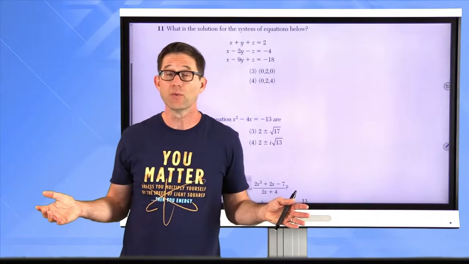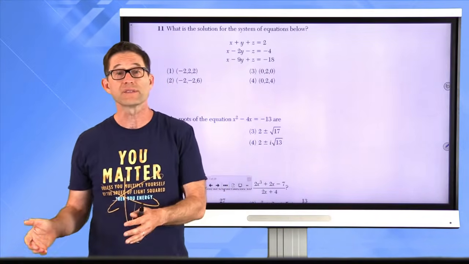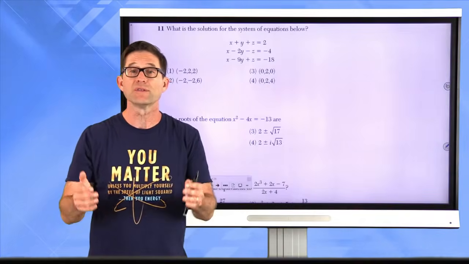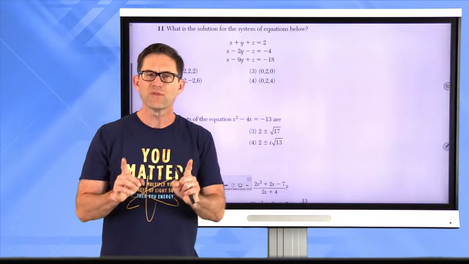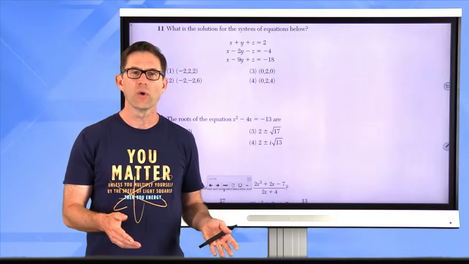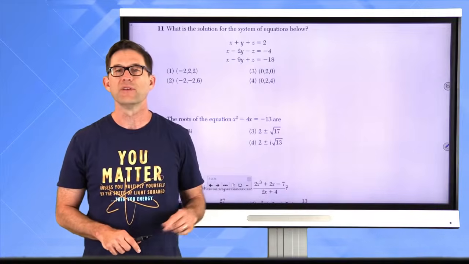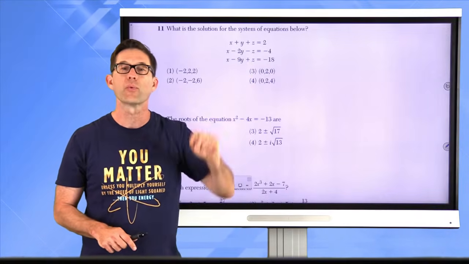Because that's the solution to a system. The solution to a system is the point or points that make all the equations of the system true. Now, up to Algebra 2, the only systems you ever dealt with were 2 equations with 2 unknowns. And then Algebra 2 comes along and you have to deal with 3 equations and 3 unknowns.